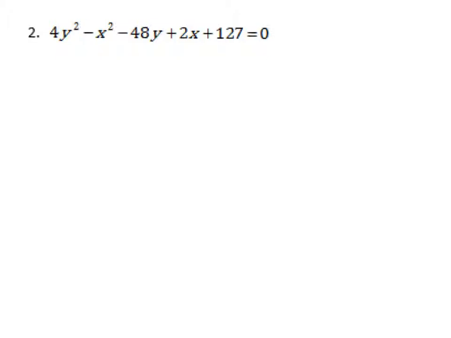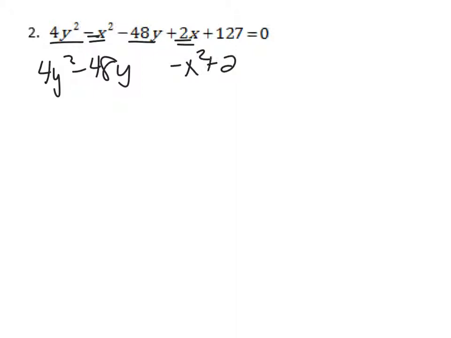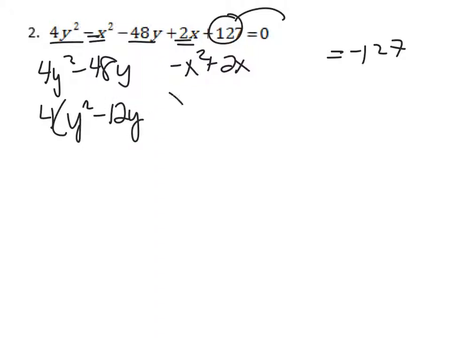Okay, so on 2, we're going to have to complete our square first. So we're going to regroup 4y squared minus 48y. Leave a space, minus x squared plus 2x. Move over my 127. Then the next step is we need to factor out a 4. That's y squared minus 12y.